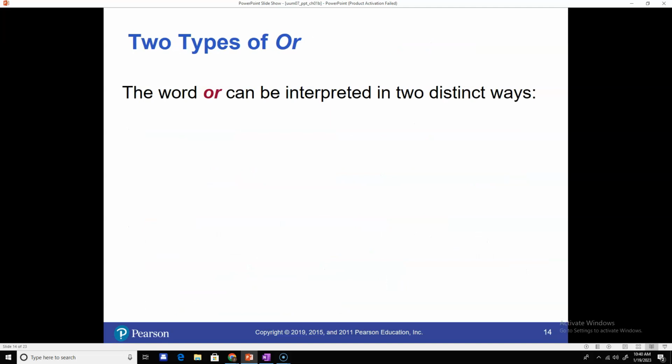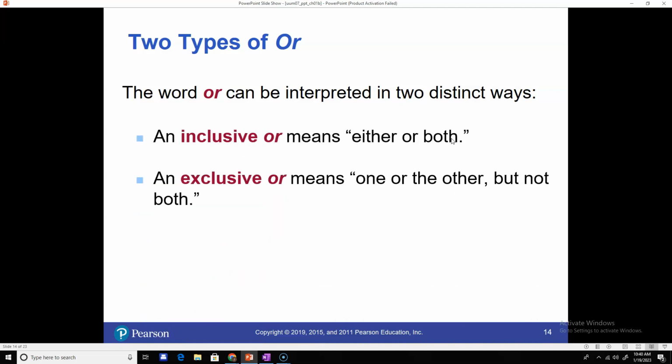Okay, so we also have or, and this is what I mentioned before. In English, or oftentimes will mean exclusive or, meaning either one or the other. But when we're talking about or in logic, we typically mean what's known as inclusive or. So either one or the other or both. Yeah, so inclusive or means either or both.